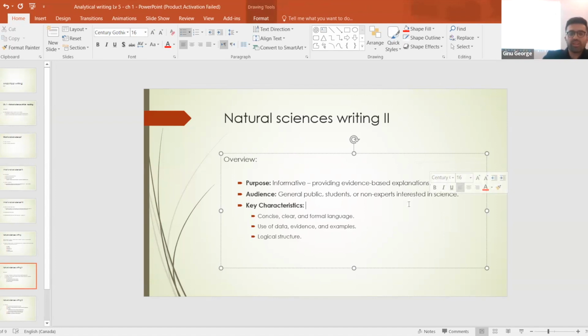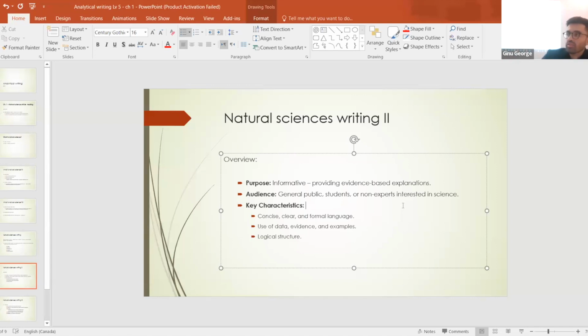The audience is pretty straightforward: the general public, non-experts, but also experts. Most of the stuff we'll be reading is for the general public, non-experts, because for stuff for the experts, you need the relevant qualifications to understand what's going on, right?